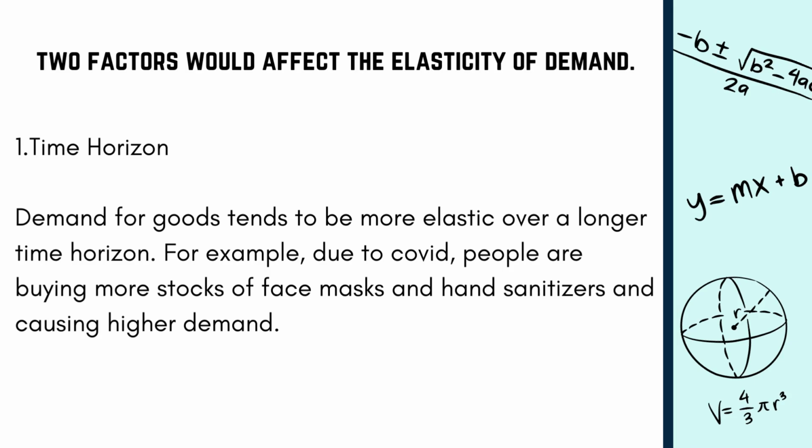Question D. Two factors would affect the elasticity of demand. The first factor is time horizon. Demand for goods tends to be more elastic over a longer time horizon. For example, due to COVID, people are buying more stocks of face masks and hand sanitizer, causing higher demand.